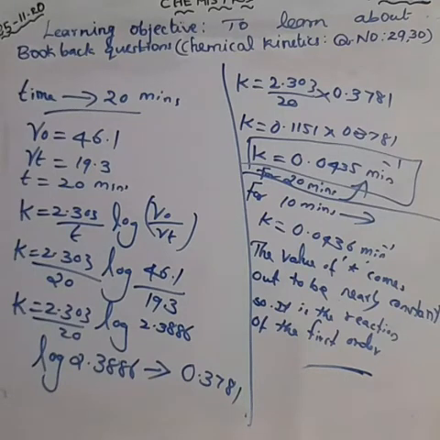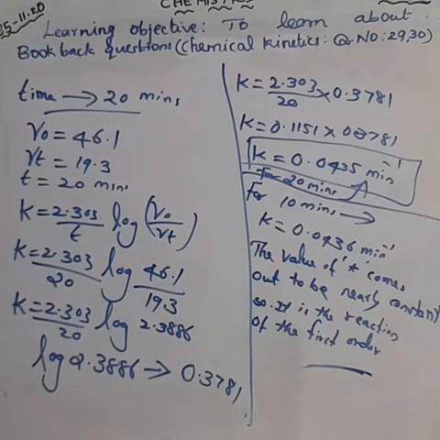Okay, next question. The last question, please take the textbook. A first order reaction is 40% complete in 50 minutes. Calculate the value of the rate constant. In what time will the reaction be 80% complete? Clear the question?